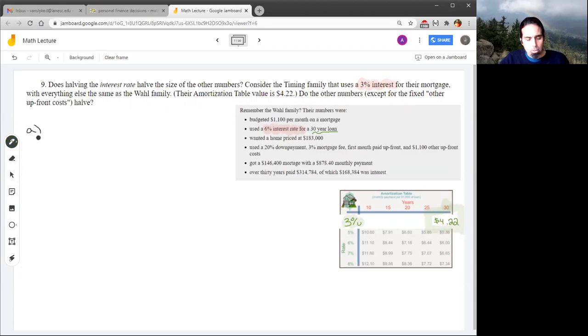So A, we're again looking at the home size. We're still using the 1,100. They have the same budget for what they want to spend. We're now dividing by a different number.